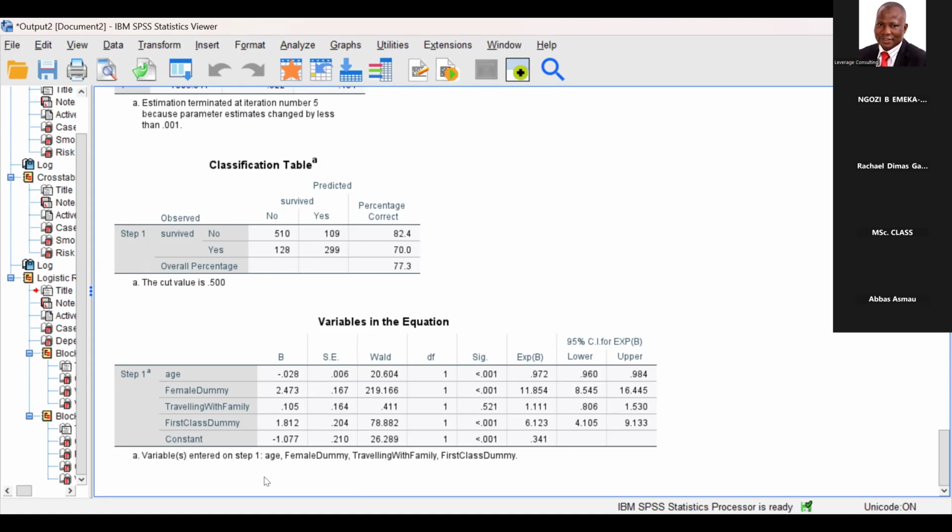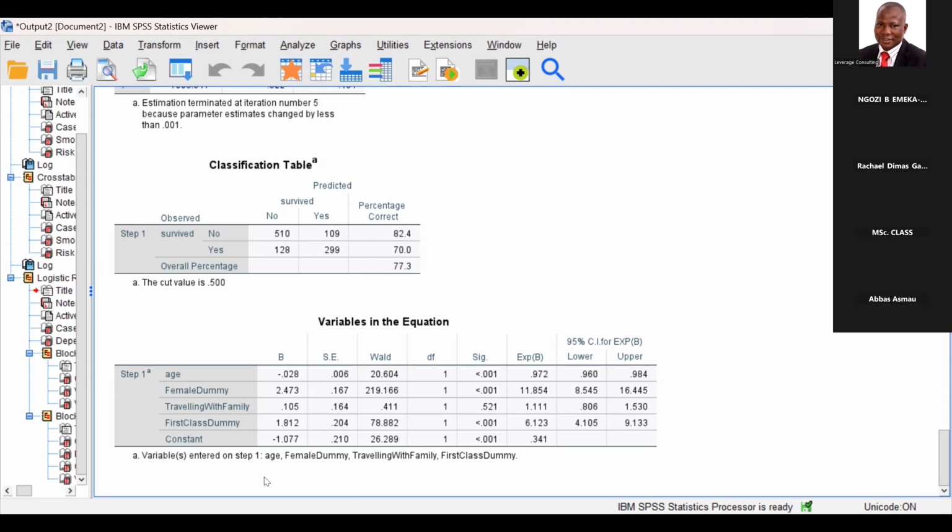Then you look at female. Females survive more than males. Females are 11.8 times more likely to survive than males. Then traveling with family, 1.1 times, that is, slightly, an increase of 11%. Your chance of survival increases by 11% if you travel with your family compared to traveling alone. Then first class, can you see? The people in first class are 6 times more likely to survive than the others.